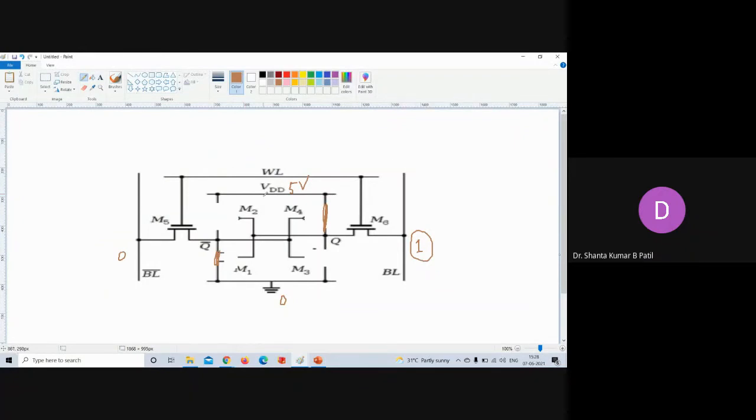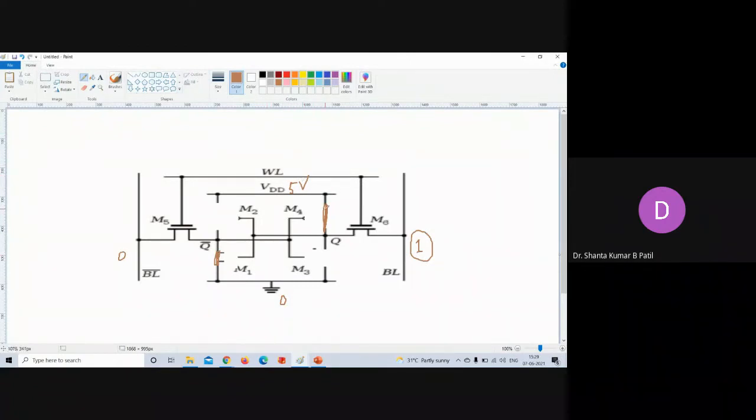Until and unless the supply is there to the system, the BL is receiving 1 only, whereas here BL complement is always 0. So this is how, once the power is removed, the VDD gets 0. This also is going to receive the 0 voltage, that is a low signal. So this is how the signal is retained.